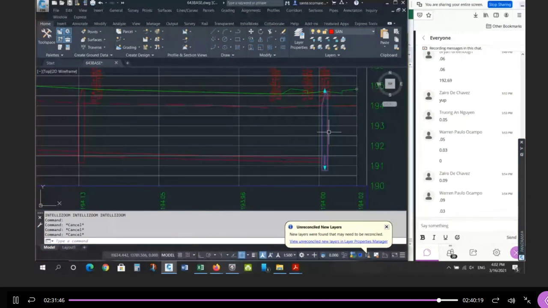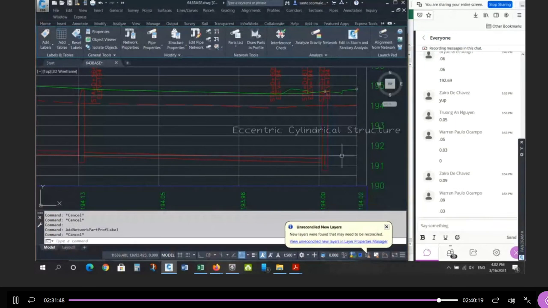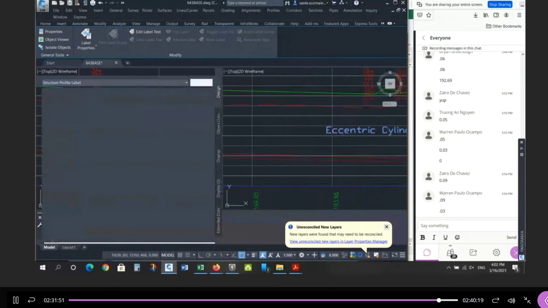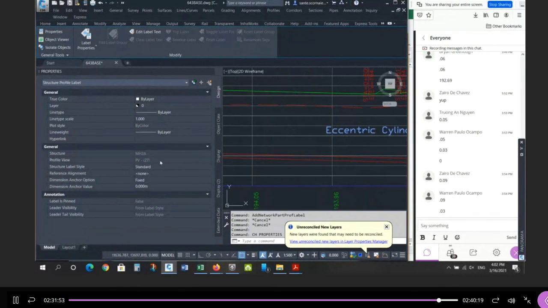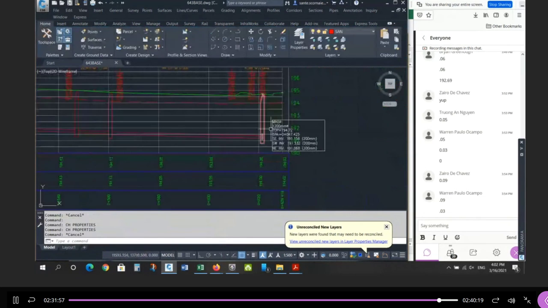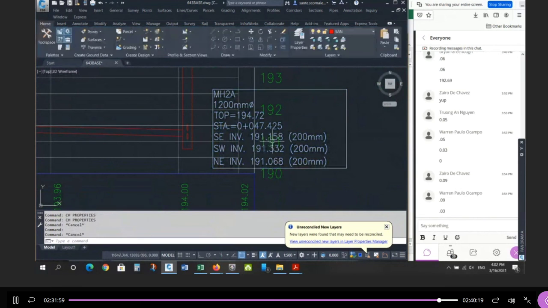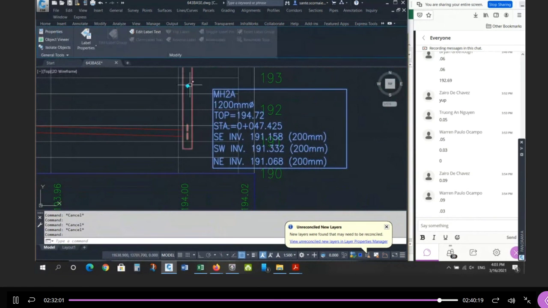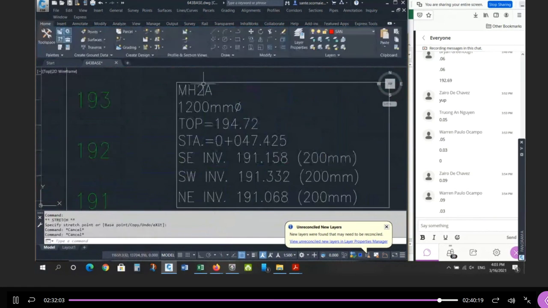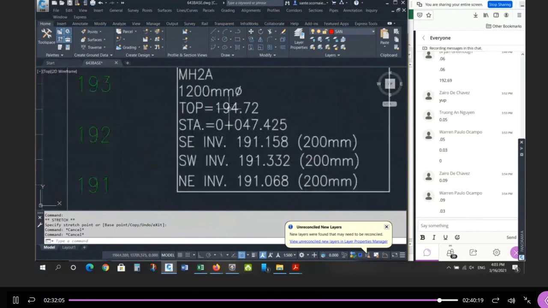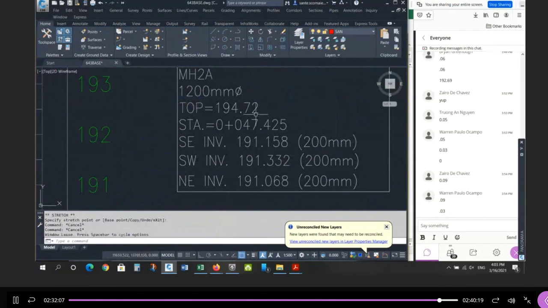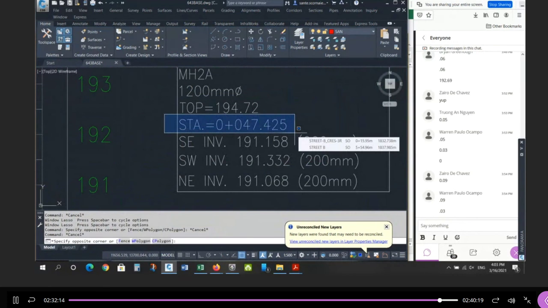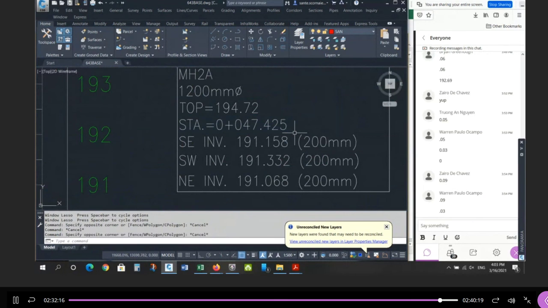Let's put in a label. If I put in a label for this, add label, and don't use this ugly label, change it to the profile label style. And it gives you all the data you need for the profile. Remember, this should look familiar. All of these inverts come from the database. The name of the structure, the size, the top elevation, this comes from the road surface right there. This comes from the road surface. This comes from the alignment that the structure is associated with.